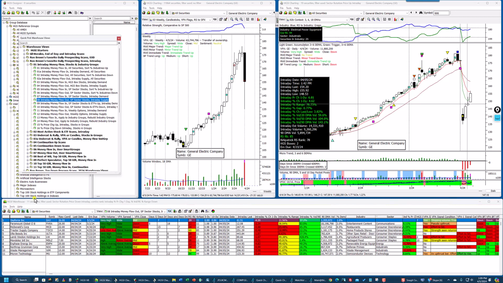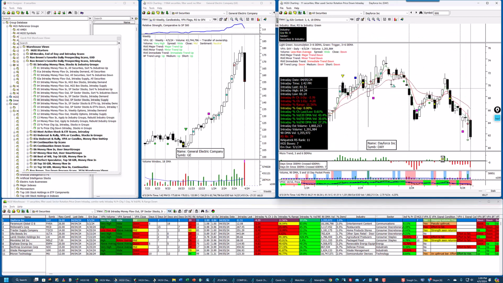Let's look at the out. Only 11. There aren't that many sector stocks that go into these stocks, so you're not going to have big numbers. And what's down today? Dayforce. I'm not familiar with that stock. But is it ever down?